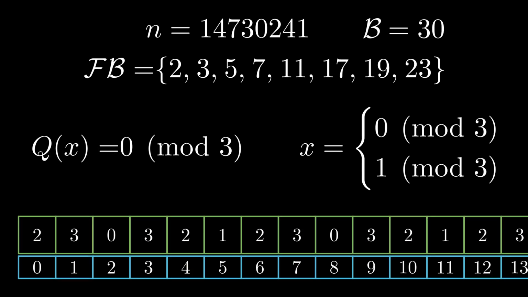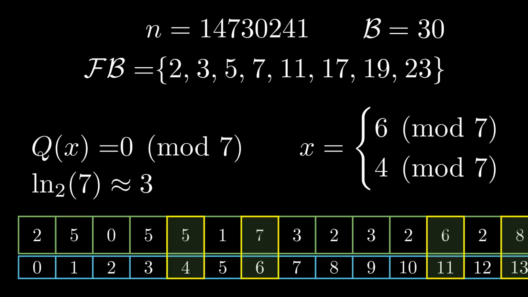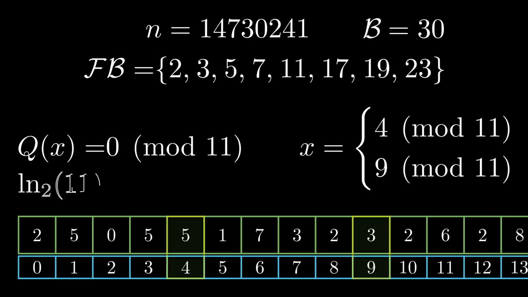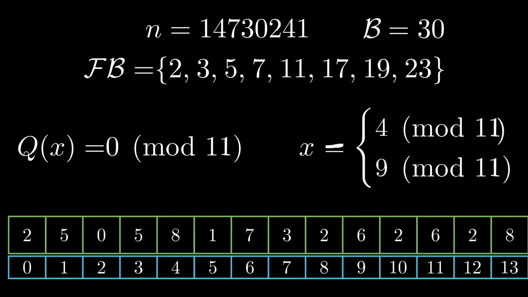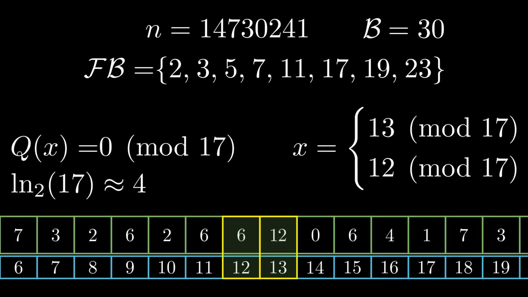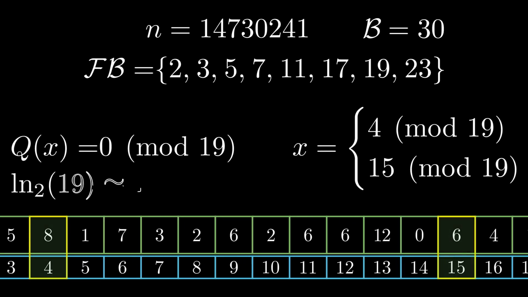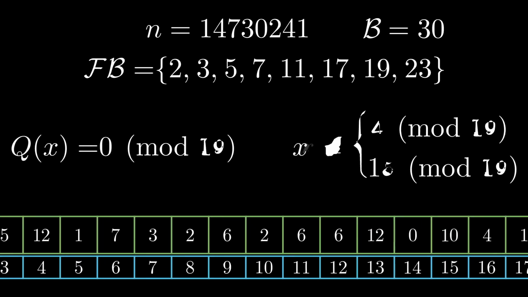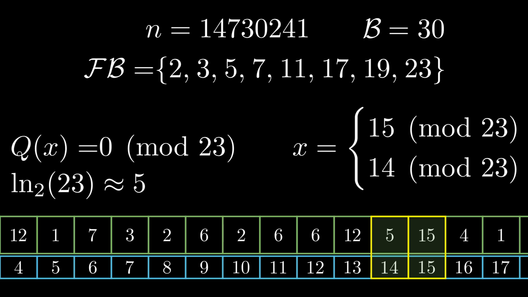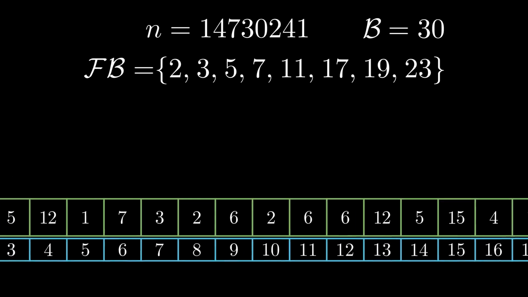We keep doing this for all primes. 5 has 3 and 1 as a solution. 7 has 6 and 4. Next, 11 has 4 and 9. 17 has 13 and 12. 19 has 4 and 15. Finally, 23 has 15 and 14.